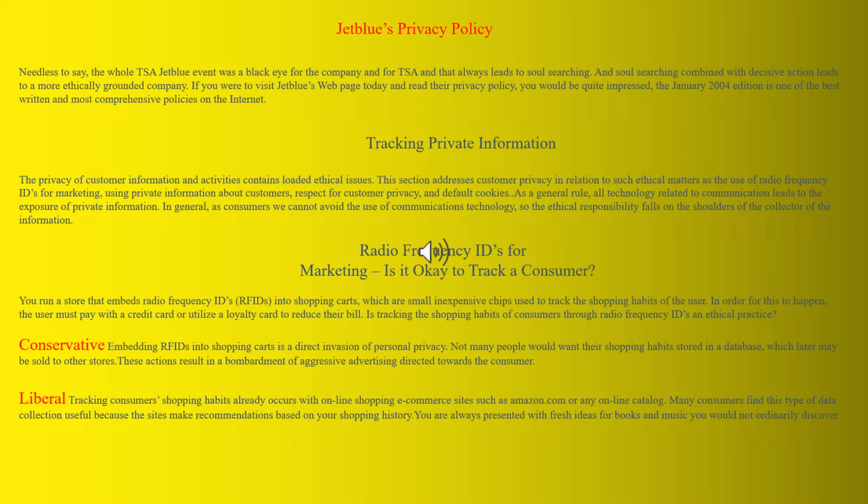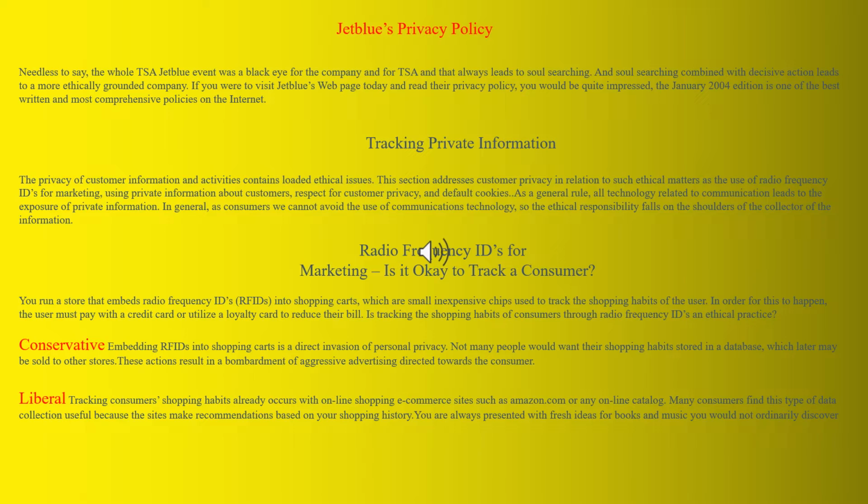JetBlue's privacy policy. Needless to say, the whole TSA JetBlue event was a black eye for the company and for TSA, and that always leads to soul searching. Soul searching combined with decisive action leads to a more ethically grounded company. If you were to visit JetBlue's web page today and read their privacy policy, you would be quite impressed. The January 2004 edition is one of the best written and most comprehensive policies on the internet.